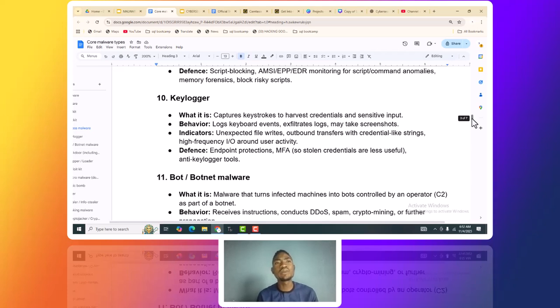Some of the things that tell us there's a keylogger in our system are unexpected file writes, outbound transfers with credential-like strings, or high-frequency I/O around user activity. These show that there's actually a keylogger in our devices or system. We can defend against it by using endpoint protection or MFA, so that stolen credentials are less useful, and anti-keylogger tools can mitigate it.